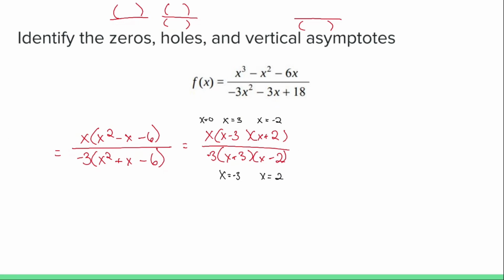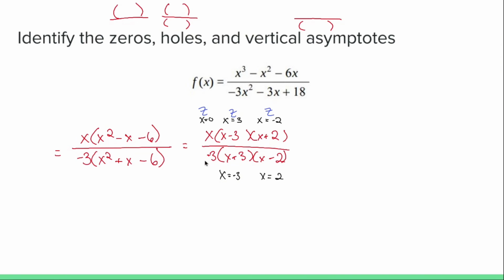Now let's go through each of these and label which is which. Again, if you're looking upstairs and it's unique, that's going to be a zero. If you're looking downstairs and it's unique, that's going to be a vertical asymptote, and anything up or downstairs that's the same is going to be a hole. X equals 0 is nothing like everything else. You're a zero. X equals positive 3 does not repeat. Close, but not the same, so you are also a zero. Similarly, x equals negative 2 does not repeat down here, so you're a zero.